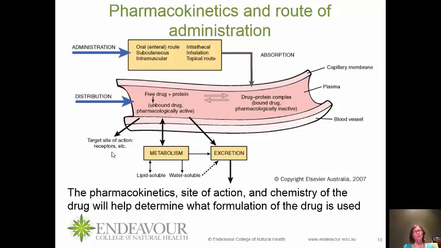So we'll look at some of the routes of administration. We'll look at some pharmacokinetic parameters. That's how the body acts on the drug to then deliver it to its site of action, where that drug will then have its pharmacodynamics. So whatever formulation of drug is used, it will be administered by that route, and in that formulation.